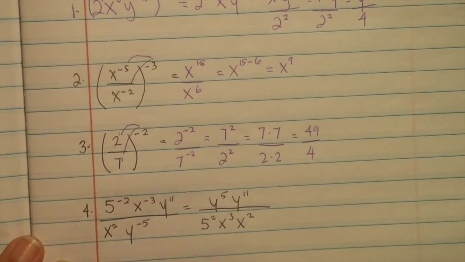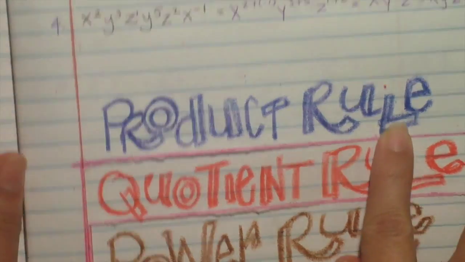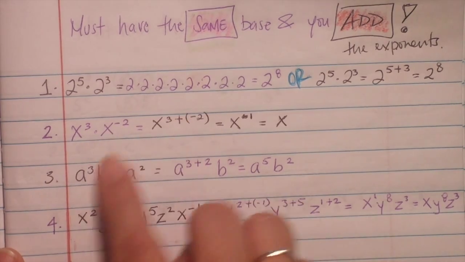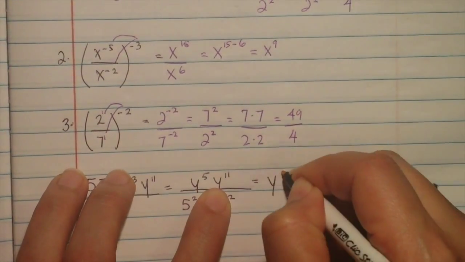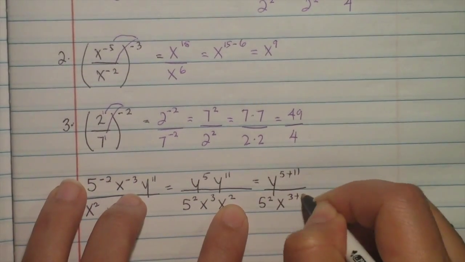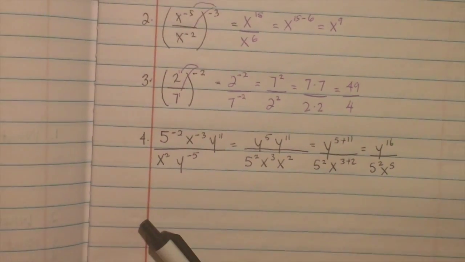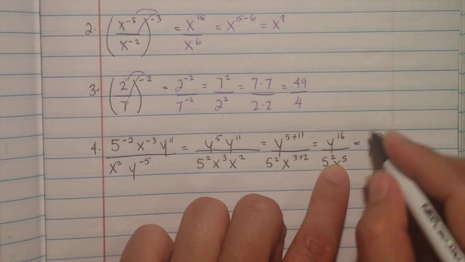Now what? Well, let's do the product rule. And the product rule says they have the same base and you add the exponents. So same base and add the exponents. So 5 plus 11 over 5 squared, then 3 plus 2. So y equals 16. 5 squared is 25, or 5 times 5 is 25. And then x to the 5th power.